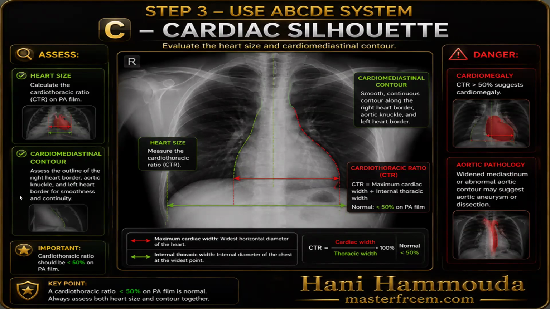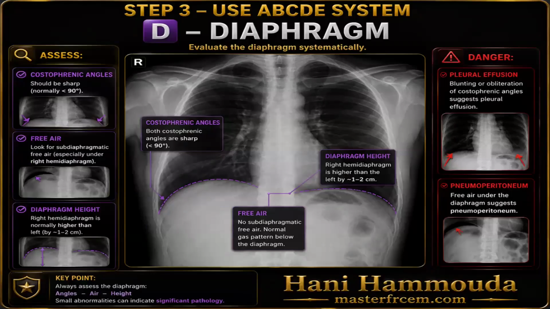Then you also have to check all the borders and contours of the heart. You should see the upper border, right and left, and the base as well. We also check for the aortic knob on the left upper border of the heart. Next one is the diaphragm.